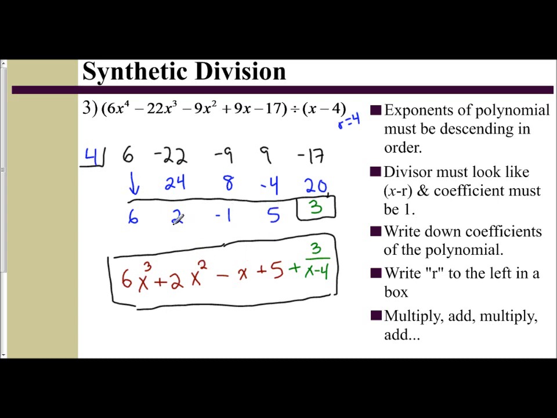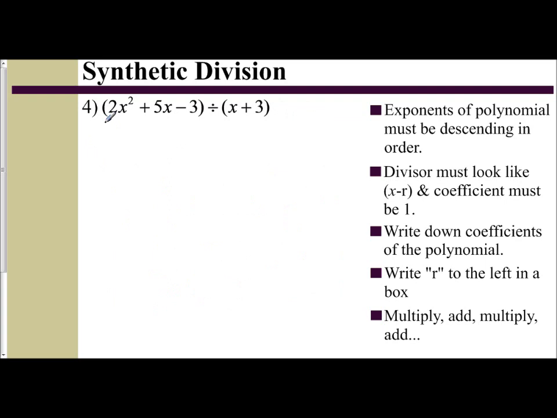So in the next example, I'm going to try and use that shortcut instead of going backwards for it. So in this example, we have 2x squared plus 5x minus 3. My exponents are in decreasing order. Every exponent's accounted for. There's no gaps. So I'm going to write down my coefficients of 2, 5, and negative 3. Leave my row and put my remainder box.